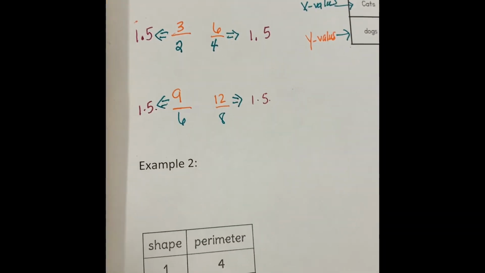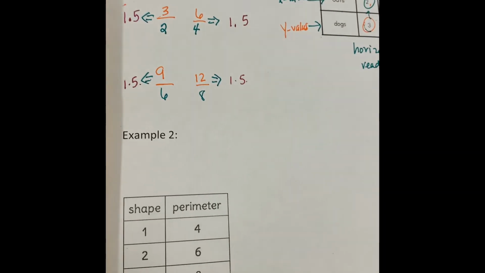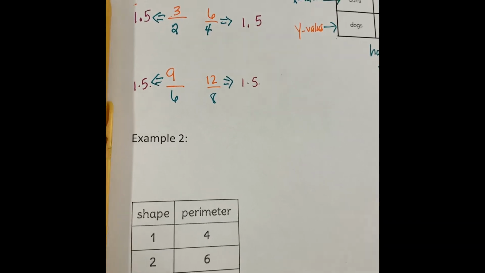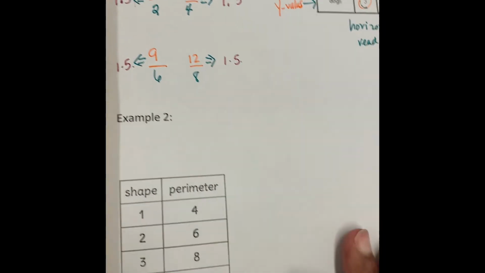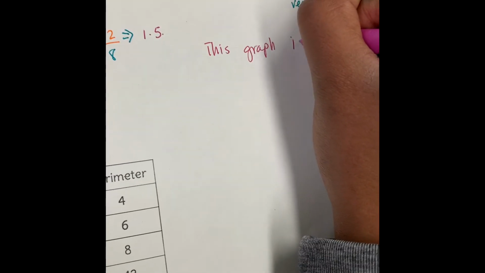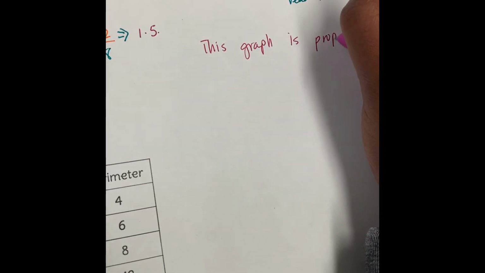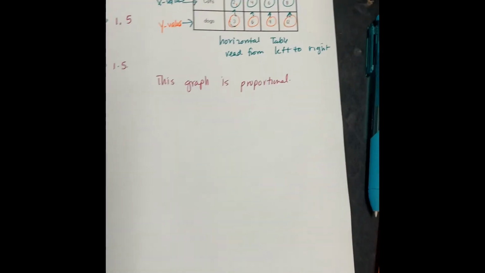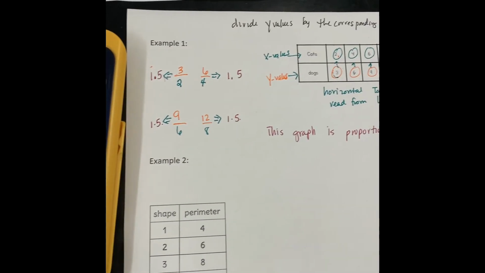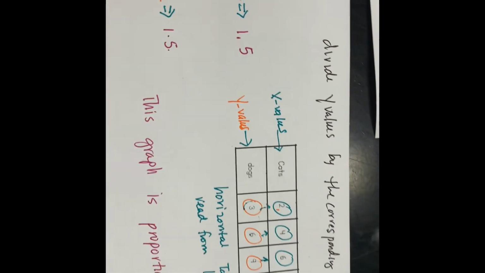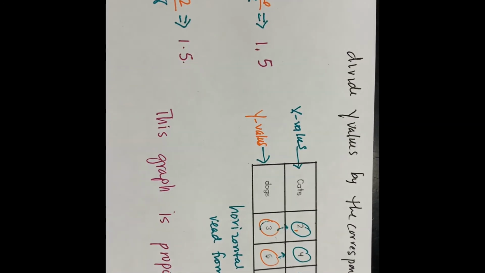Okay, so my second step said all the ratios have to be equivalent. Well, in this case, are they? The answer should be yes. I got 1.5 for everything. So this table is proportional, because all of my ratios were the same.